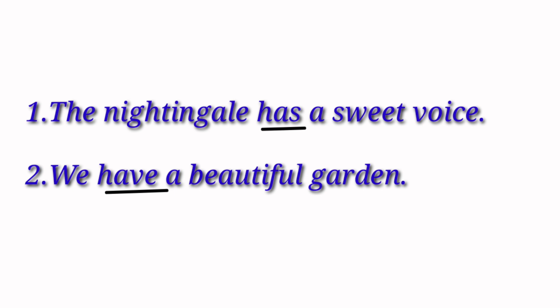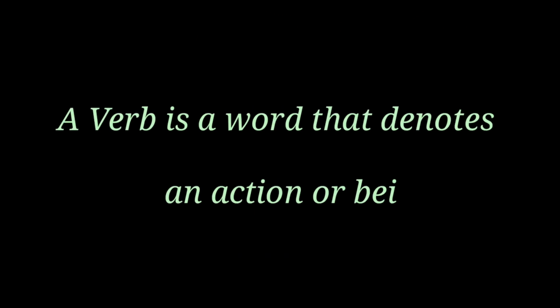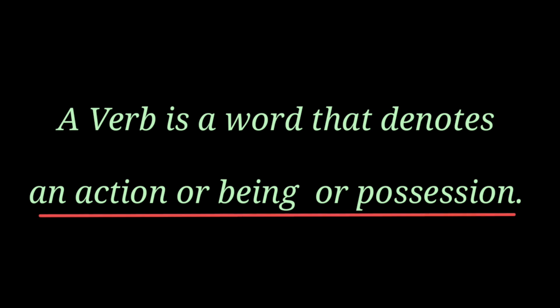In the first sentence, the word has tells us about the nightingale. That means the nightingale possesses a sweet voice. In the second sentence, the word have shows the possession. It tells us that we possess a beautiful garden. So, the words which show the possession are also called verbs. So, a verb is a word that denotes an action or being or possession.